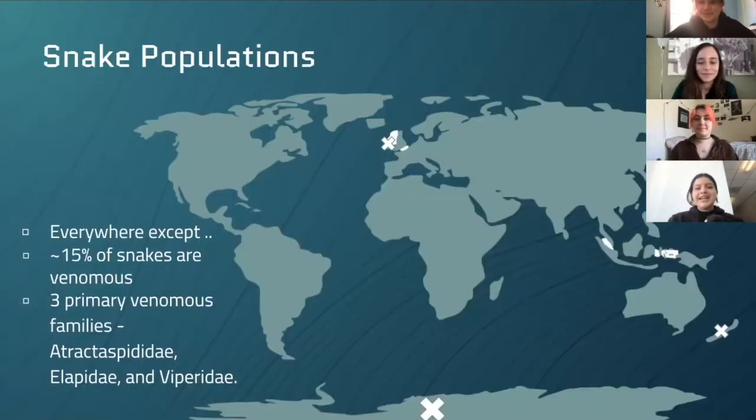Snakes inhabit every country in the world except for Antarctica, New Zealand, and Ireland, which are the little X's on the map. Approximately 15% of all snakes are venomous, and this is categorized by 3 different families, which include the Atractaspididae, Elapidae, and the Viperidae families.